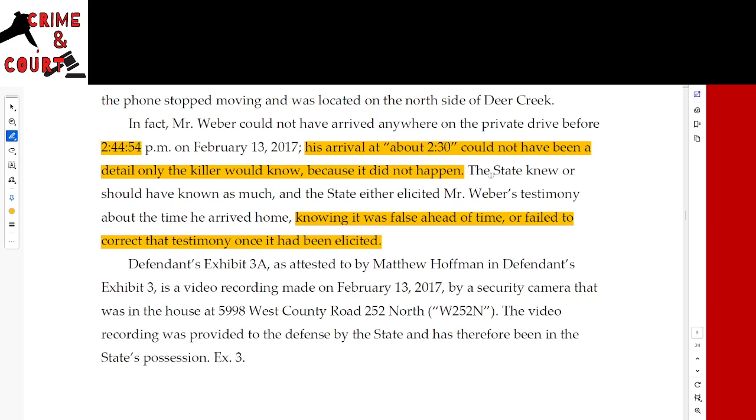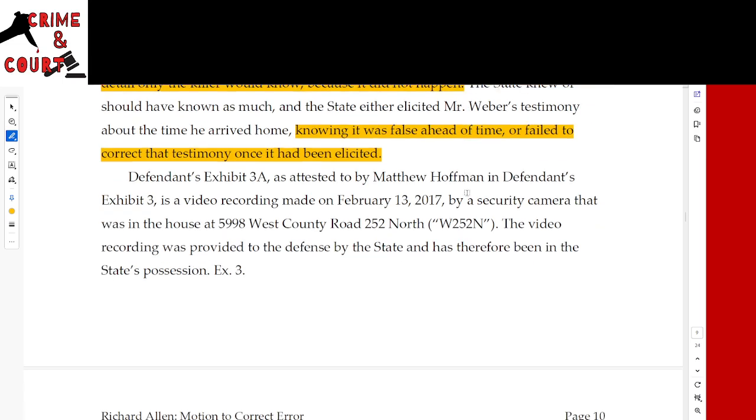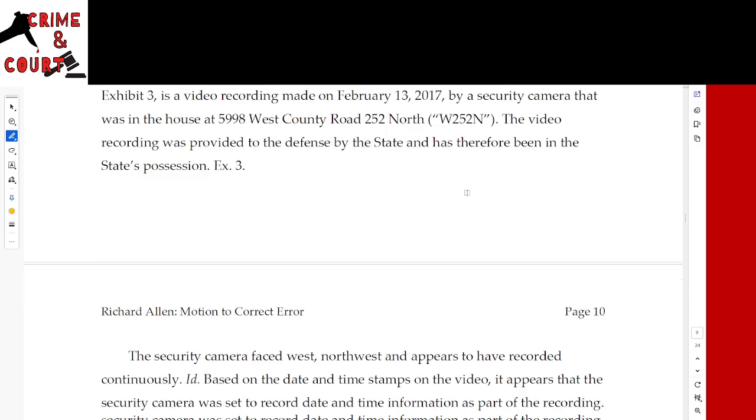So, Defendant's Exhibit 3A, as attested to by Matthew Hoffman in Defendant's Exhibit 3, is a video recording made on February 13th, 2017, by a security camera that was in the house. The video recording was provided to the defense by the state and therefore had been in the state's possession.